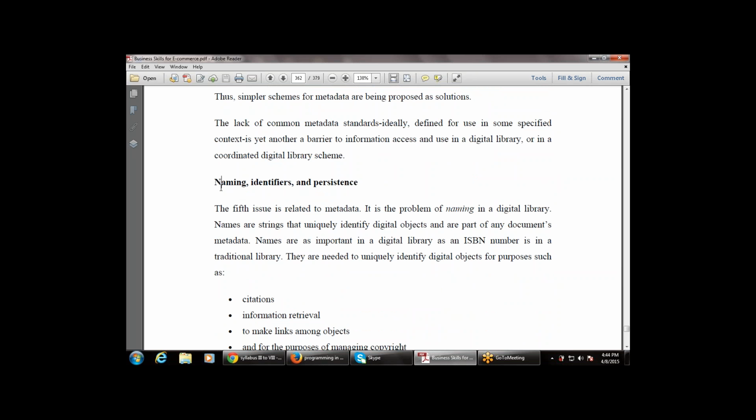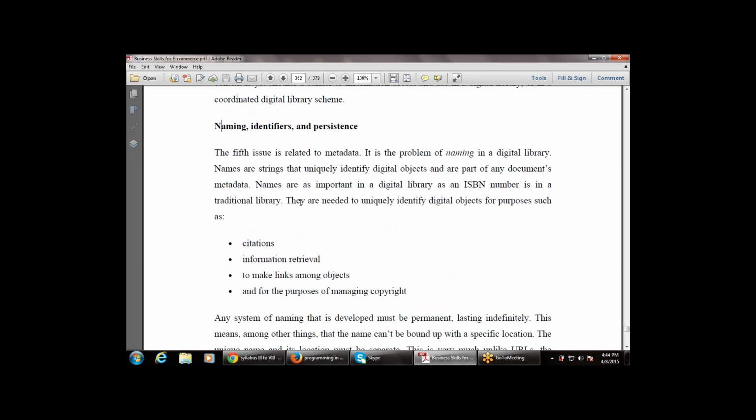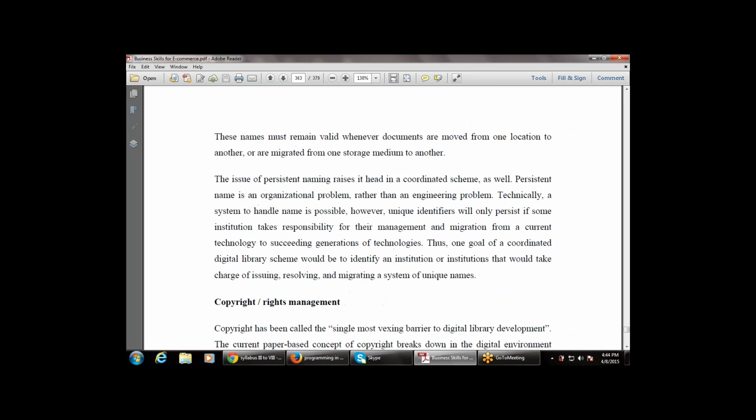Then the next issue is the name of the document that is to be uploaded on the digital library. How to identify that document: naming, identifiers, and persistence, like the ISBN number used in the library. That is also a major issue related to metadata. Names, identifiers, or persistence are needed to uniquely identify digital objects for purposes such as citations, information retrieval, making links among objects, and managing copyrights.